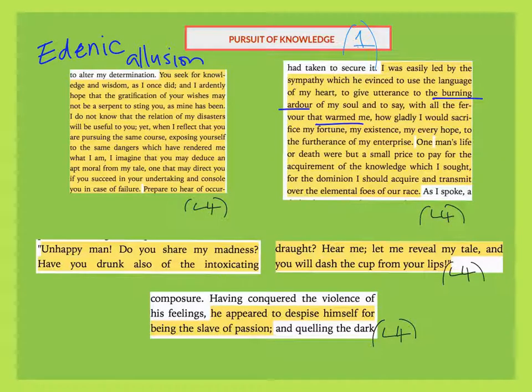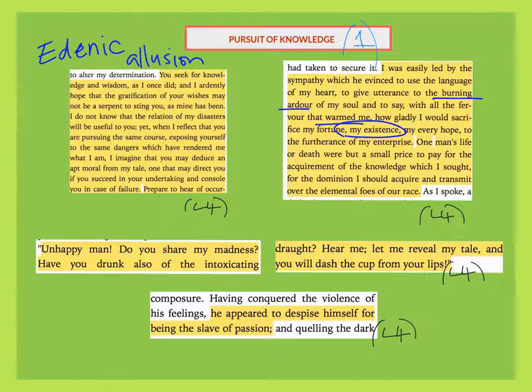How gladly I would sacrifice my fortune, my existence, my every hope to the furtherance of my enterprise. So there's that monomaniacal, ego-driven endeavour, which is another key word that Shelley uses amongst her pioneering male egotists. One man's life or death were but a small price to pay for the acquirement of the knowledge. Get into sort of your Prometheus idea here as well, sort of Faustus almost as well.